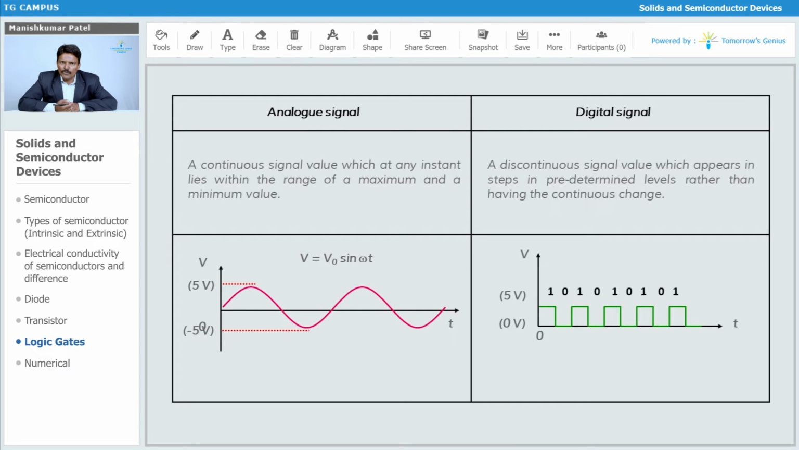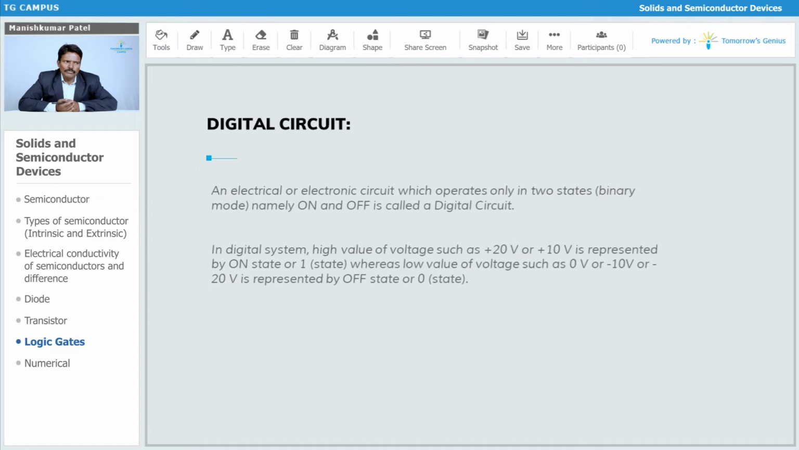Logic 0 is nothing but 0 volt, and logic 1 is 5 volt. You can also change it, for example take -5 and plus 5, that is up to you. We define it according to the given specification, but generally logic 0 is defined as 0 volt and logic 1 as 5 volt. In the analog signal V equals V naught sine omega t, V naught is the maximum value and omega is the angular frequency.